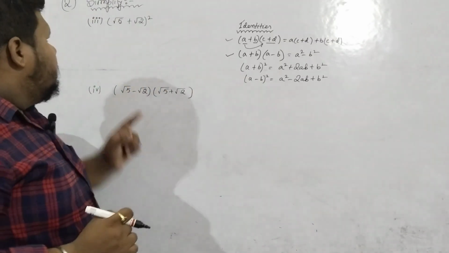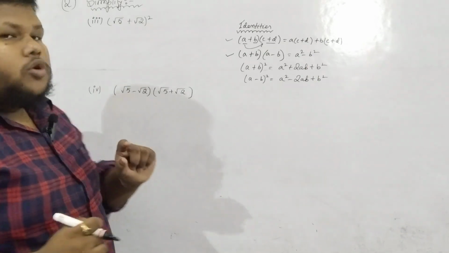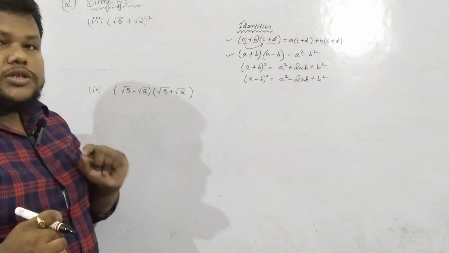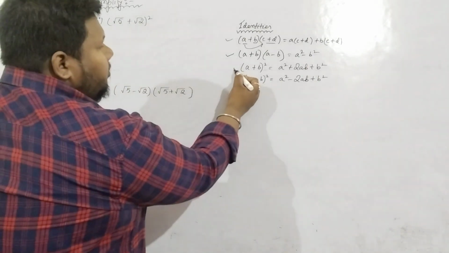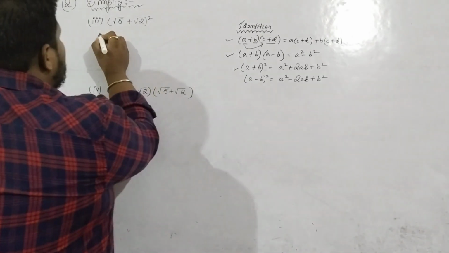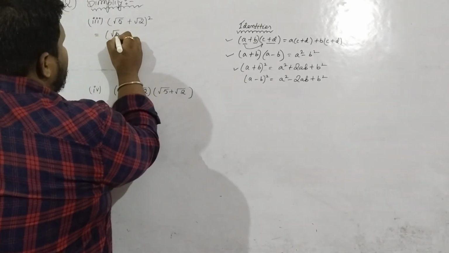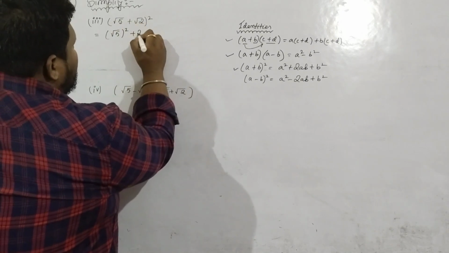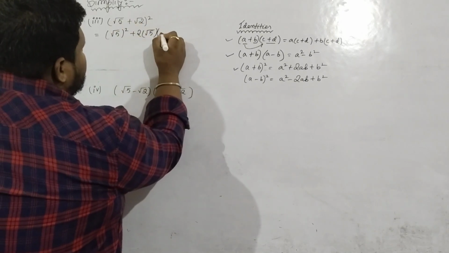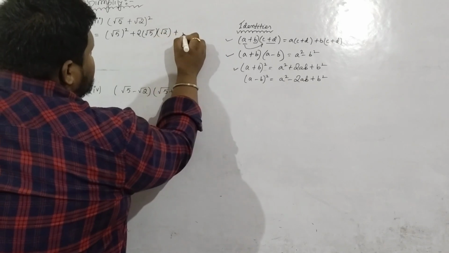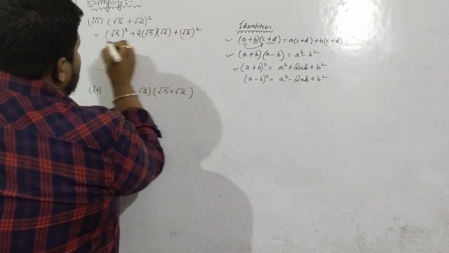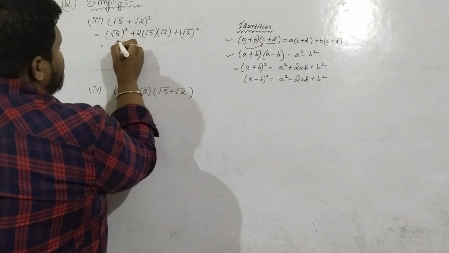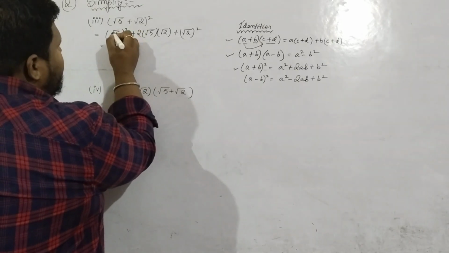3. You see, root over 5 plus root over 2 whole square. That means a plus b whole square. Which formula? It is the third one, right? So a square plus, this is a and this is b, right? Twice ab plus b square, right? So root over 5 and the square: the square root is cancelled, and the square and the square root of 2 is cancelled.